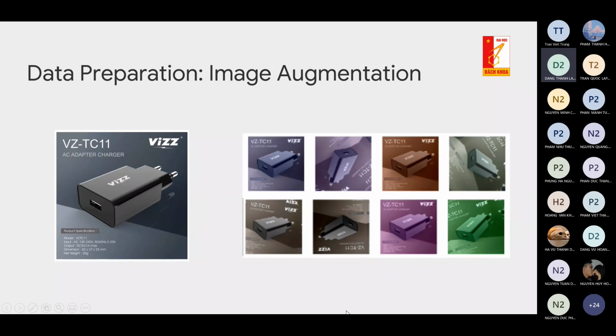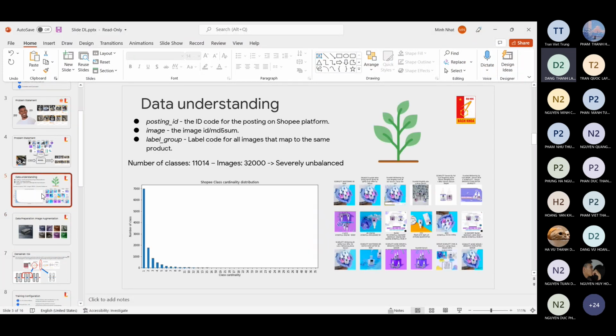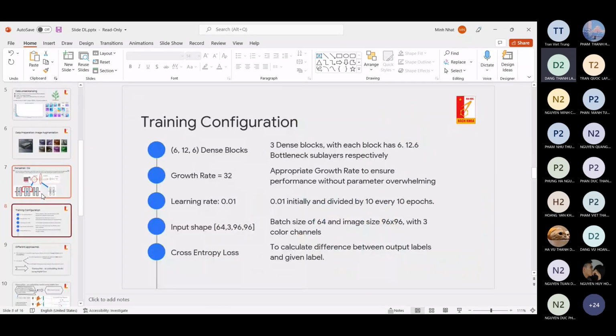Do you have any advice or suggested improvements for our DenseNet or few-shot learning here?